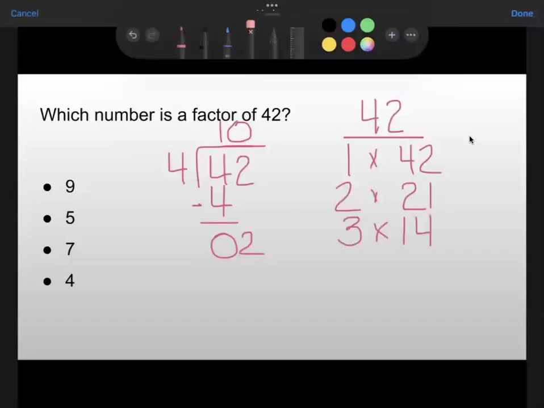I know 5 isn't going to work because 42 doesn't end in 5 or 0. So I know 5 doesn't work. Let's try 6.